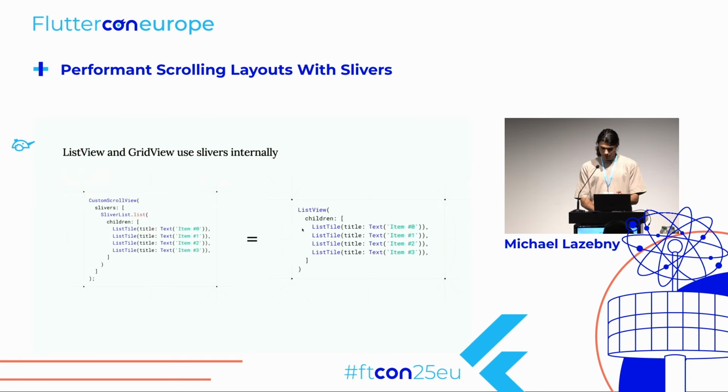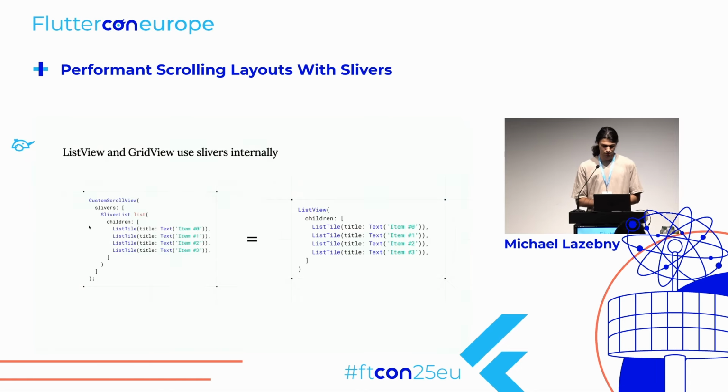However, what you can see here on the right is that this list view is adapted to only one linear list. However, what you can see on the left, you can actually add an additional sliver list here, for example, with different types of elements, or a grid, or other types of widgets, and so on and so on. So this thing on the left is more flexible.